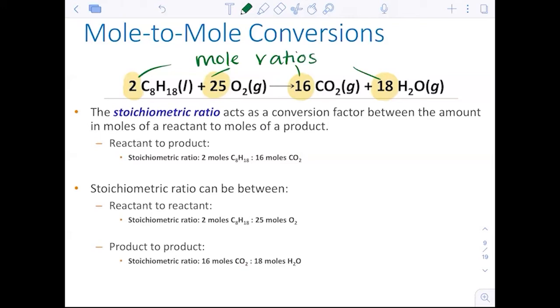Mole ratios are extremely important in being able to quantify either reactants or products. Notice that we have ratios between reactant to product, reactant to reactant. If I start with 5 grams, how many other grams do I need to not waste time? Or product to product. If I made 5 grams of carbon dioxide, how much water am I also going to make? So we can get the relationship between any 2 molecules or elements in this reaction utilizing the mole ratios.